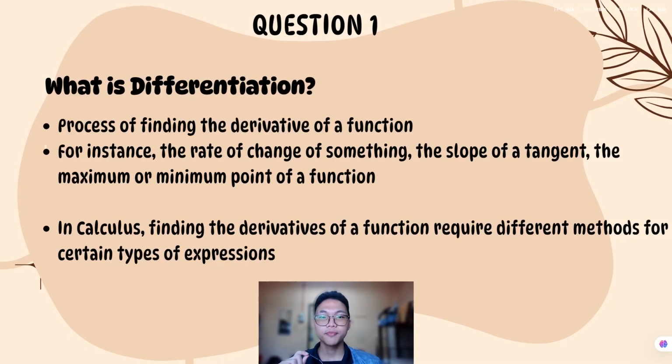Now for the first question, what is differentiation? Differentiation is the process of finding the derivative of a function. For instance, the rate of change of something, the slope of a tangent, the maximum or minimum point of a function, and much, much more. In calculus, finding the derivatives of a function requires different methods for certain types of expressions. What that basically means is that to find a derivative of a function, we can't use the same method for every type of expression.